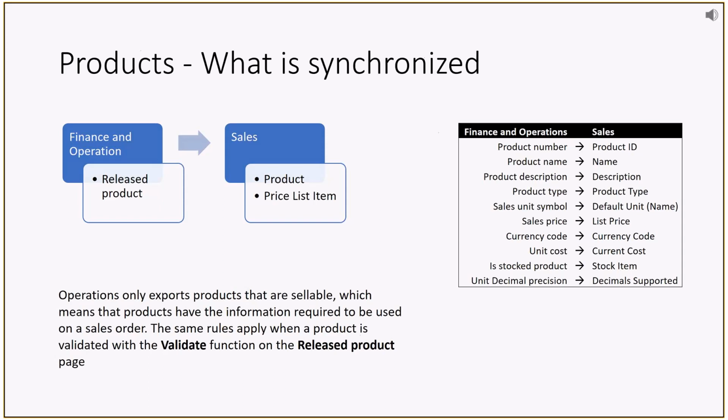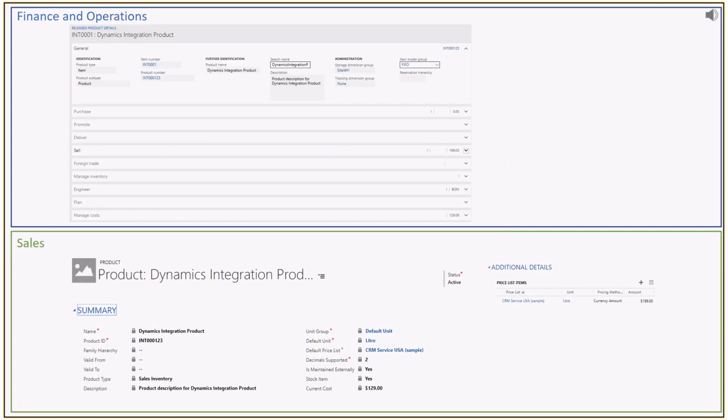So what do we actually synchronize? We synchronize the product number and all the things that you're seeing over here. I'll show that on the next slide here. So here we have finance and operations on the top and sales on the bottom. So we synchronize the product type, meaning if it's an item in this case. It could also be a service. We synchronize the product number to the product ID.